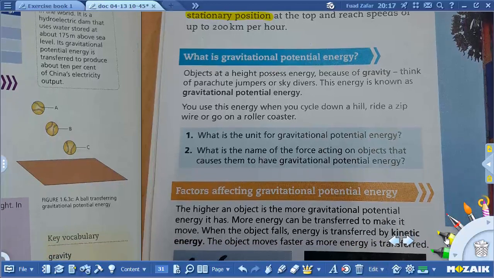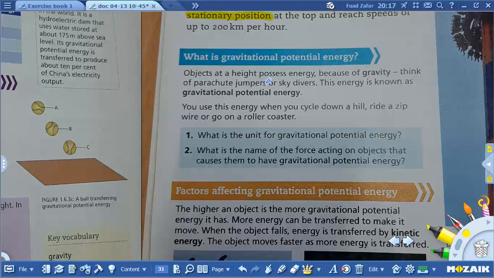Now here it says, what is gravitational potential energy? First of all, you have to know what gravity is. It's a force that pulls masses towards one another. That means a force which pulls you down. A simple example is when you throw an apple up, it will come down because of gravitational force, because gravitational force pulls downwards. An object at height possesses energy because of gravity.